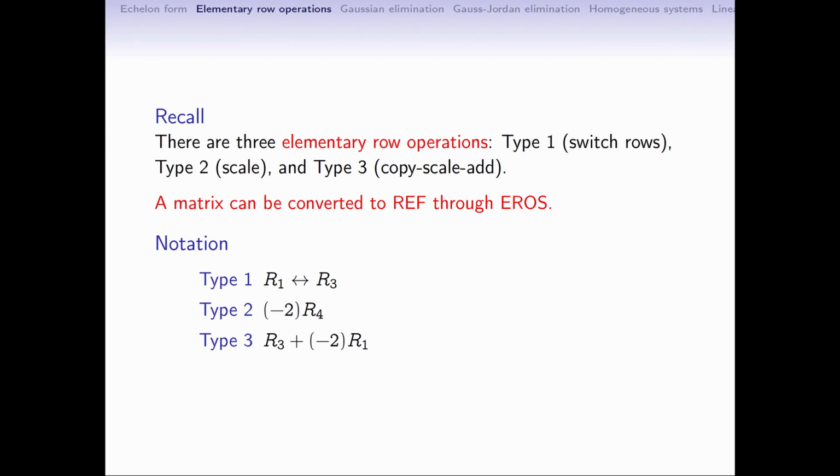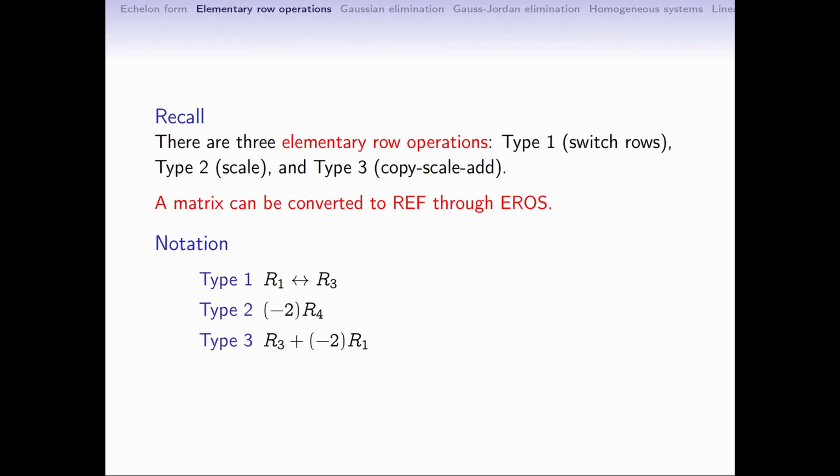There are 3 elementary row operations, and I already introduced you to these in section 2.1. So let's remember that there's a type 1 operation, which is simply switch any pair of rows. There's a type 2 operation, which is take any row and scale it by a non-zero number. And then there's the type 3 operation, and this is the most obscure operation. We can think of this as copy, scale, and add. I take any row, make a copy of it, scale it, and then add it to another row.